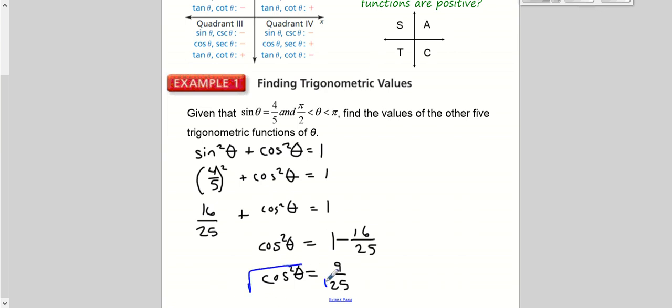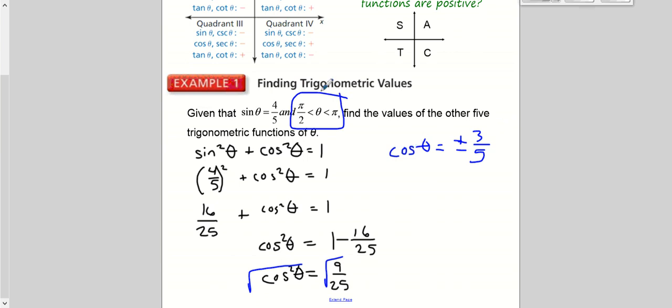Find the square root of both sides. So cosine, no longer squared because we did the square root, equals plus and minus. Square root of 9 is 3. Square root of 25 is 5. Now, given this information, we have to decide, is it supposed to be positive or negative?